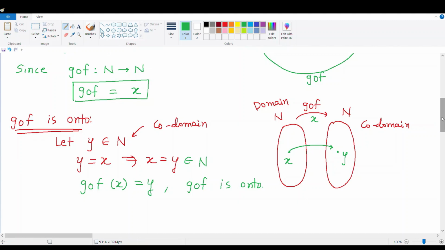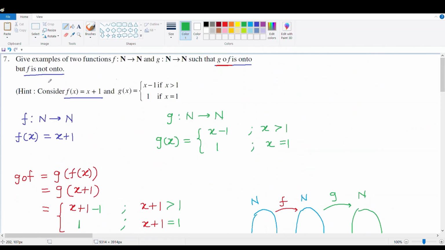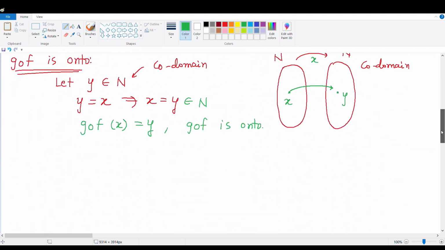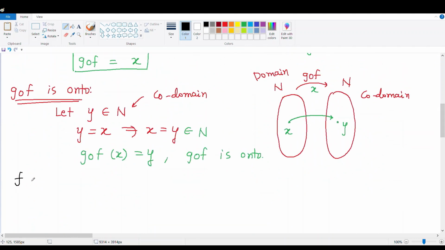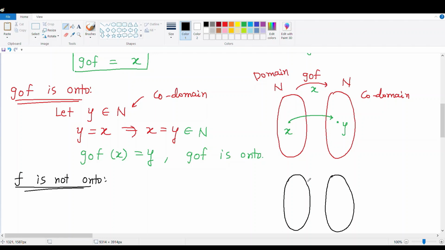Okay, now the next part we need to show is that f is not onto. We are going to do that right now. F is not onto. So right now we are talking about f only. So let me again draw that function. This is our f function, f of x. We took our f of x equals x plus 1, and it was n to n. So this is our domain, and this is our codomain.